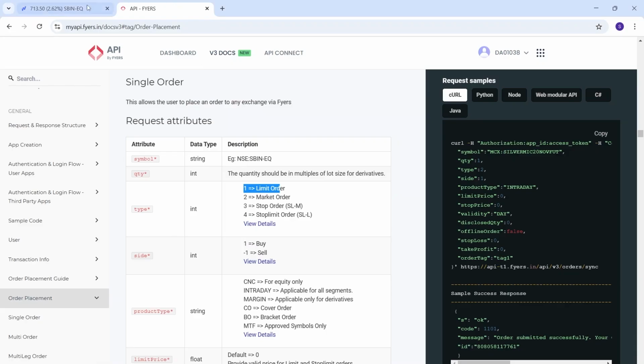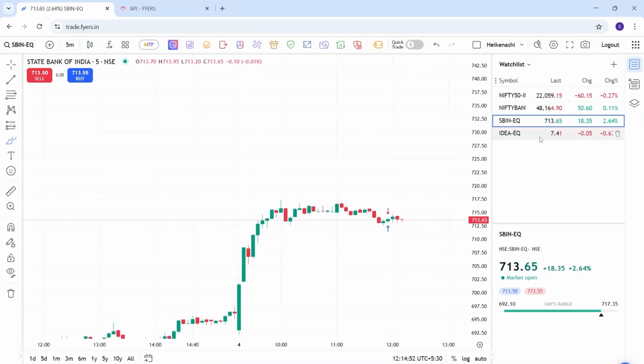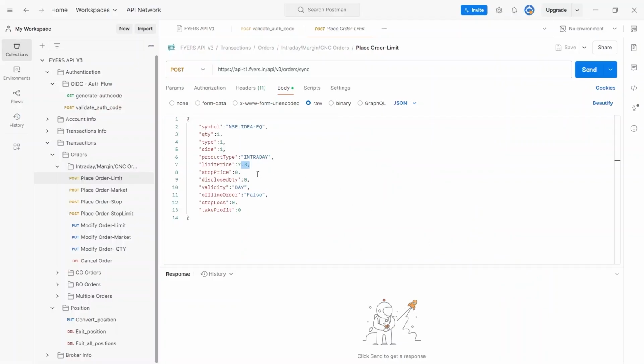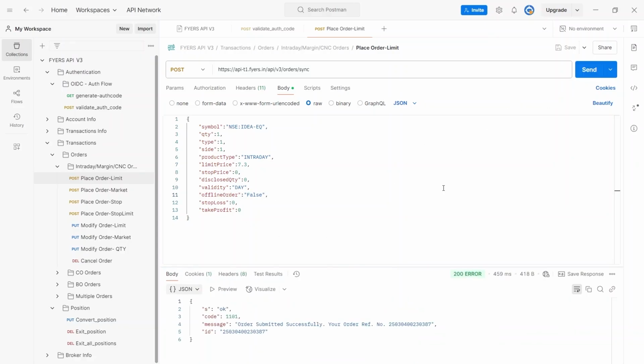The current value of IDEA is about 7.4. Let's say I want to take the entry at 7.3, so I'm writing 7.3 here. That means I only want to take the entry once the market touches 7.3, and I don't need to put anything else in the others, or I can just put zeros. Offline order is false, which means I want to take the live trade. Let's run it. I'm just sending, and you can see it says order submitted successfully, and my order reference is ending with 387.